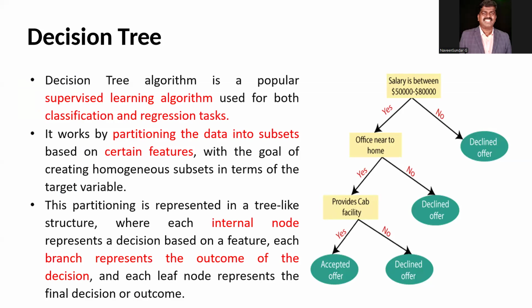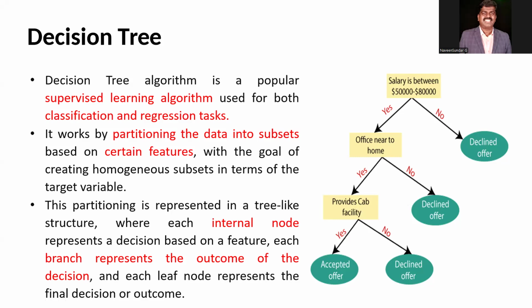So here we have the training model. It supports both classification and regression tasks. Here we are mainly working by partitioning the data into subsets. For example, in this example you can see the salary between $50,000 and $80,000. If it is yes for a person, then we check whether the office is near to home. If it is no, then we decline the offer.